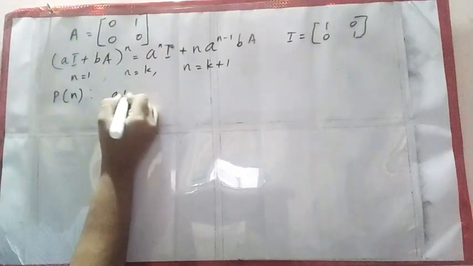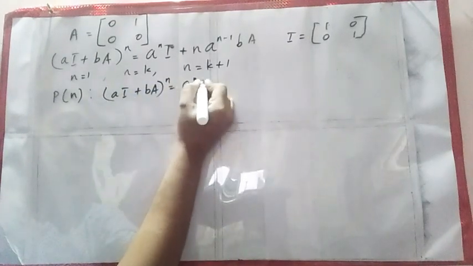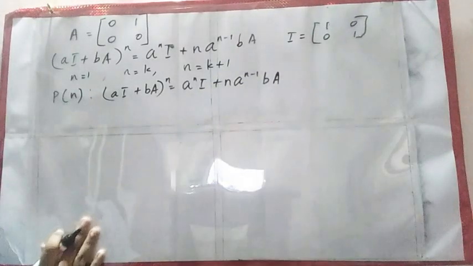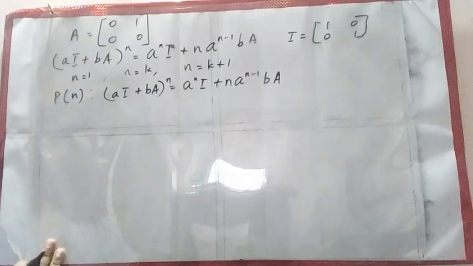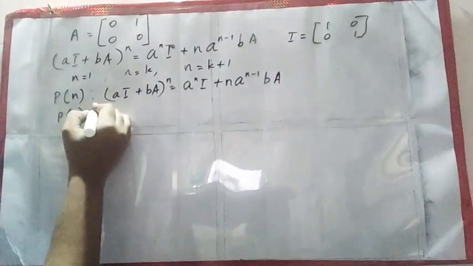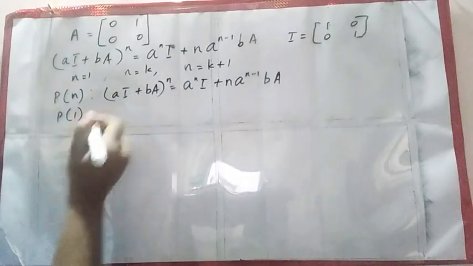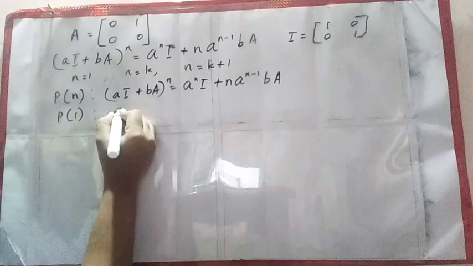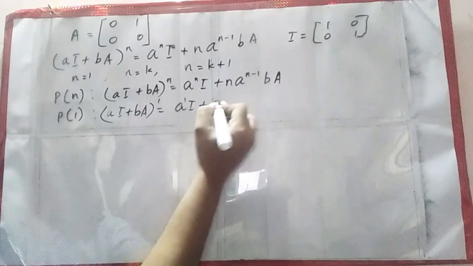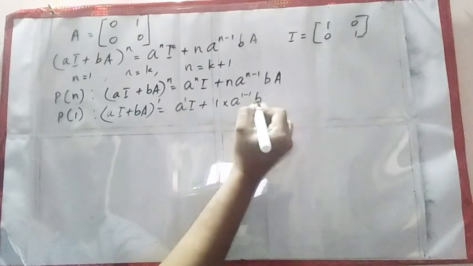So first of all, we take the statement. We assume the statement Pn as (aI + bA)^n is equal to a^n I + n a^(n-1) bA. So this is the statement Pn. Now we are going to prove it for n equal to 1, that is, statement P1. We substitute the value 1 for n. Then we get P1 as (aI + bA)^1 is equal to a^1 I + 1 into a^(1-1) bA.